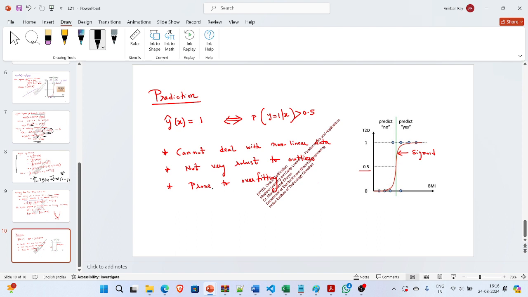So these are some of the things: it is not very robust to outliers. Outliers, I mean, like very high values here. Suppose here, this will pull the sigmoid like this. And what will happen is the values here will be told as no, because they have become less than 0.5. So it is not very resistant to outliers. Suppose there is a data point here, that problem will remain. And overfitting is there, as in many algorithms.